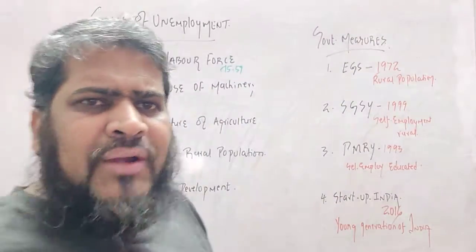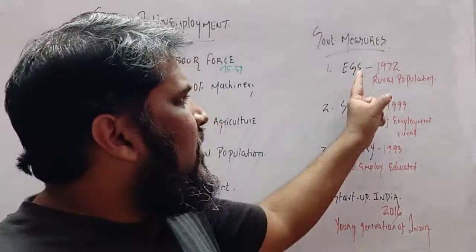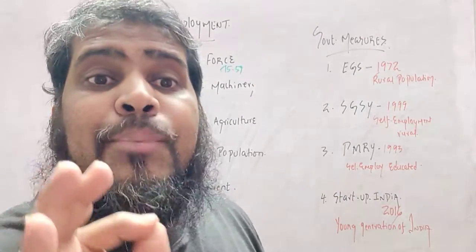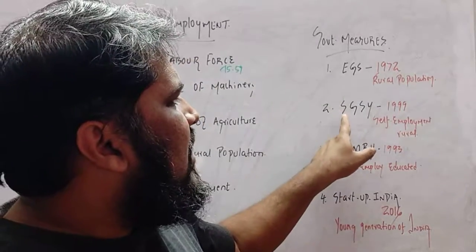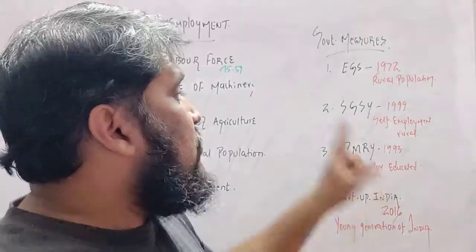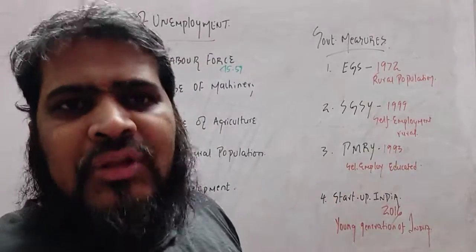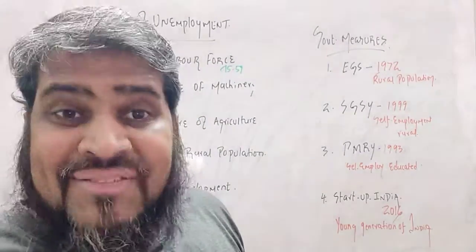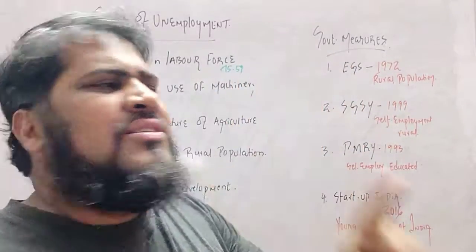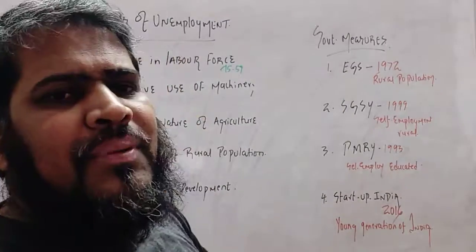So we are just trying to understand the different schemes. First, the Employment Guarantee Scheme started in the year 1972, specially for the rural population, to give them employment. Then we started Swarna Jayanti Gram Swarozgar Yojana. Swarna Jayanti Gram means rural population. India got independence in 47. So 57, 67, 77, 87, 97, 50 years have been completed. So in 1999 the Swarna Jayanti Yojana, meaning the scheme, started.